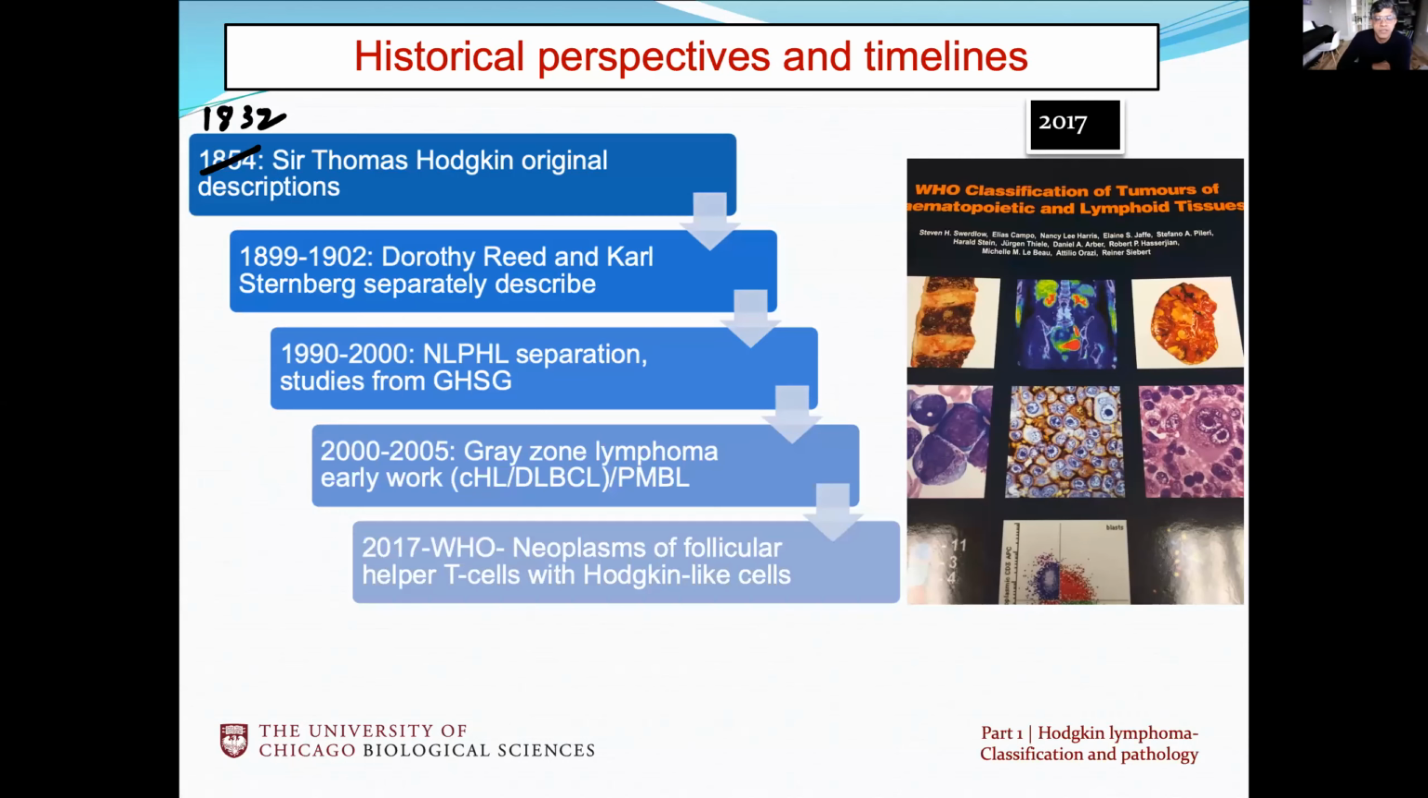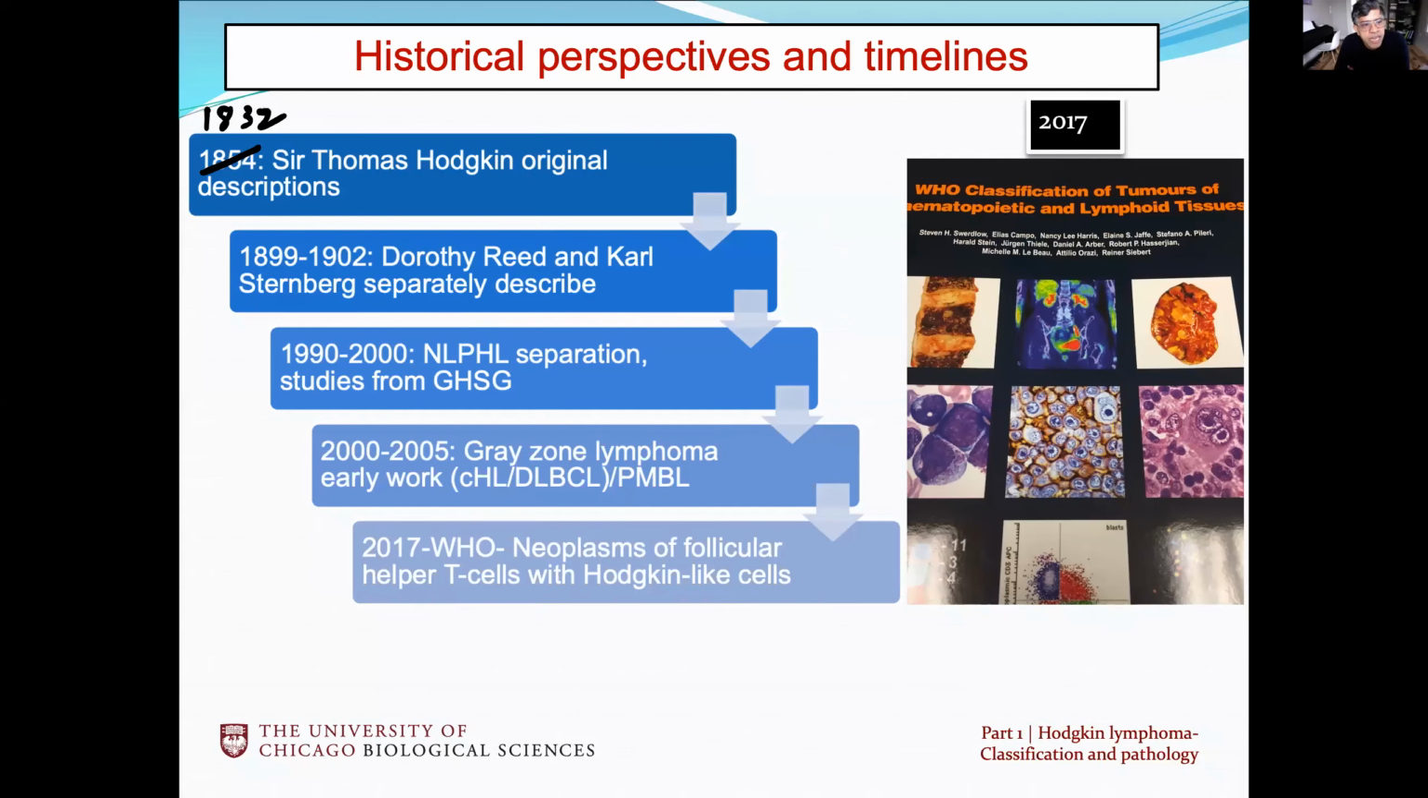Okay, so history is always important, and I do like history to some extent. So we will start with the description of Hodgkin's provided by Thomas Hodgkin back in London when he was at Guy's and St. Thomas Hospital. He described his original paper back in 1832. I wrote 1844 earlier, but I realized it's actually 1832 when he described the original paper. And later, after the 1850s, Samuel Wilkes actually coined the term Hodgkin's disease, named after Hodgkin, even though Hodgkin per se did not call them Hodgkin cells.